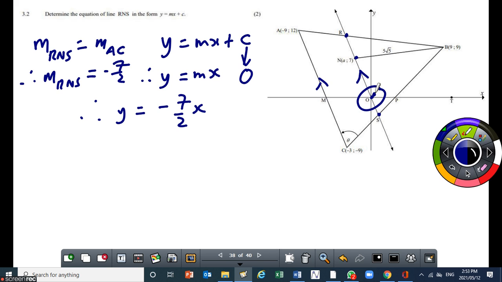That's your equation. So then you have to write the gradient of AC. You can write here, AC is parallel to RNS. Therefore, m RNS is equal to m AC. It's 2 marks, so 1 mark is for the equation, the other mark is for finding the gradient of RNS. Okay. When you did the question, what answer did you get?